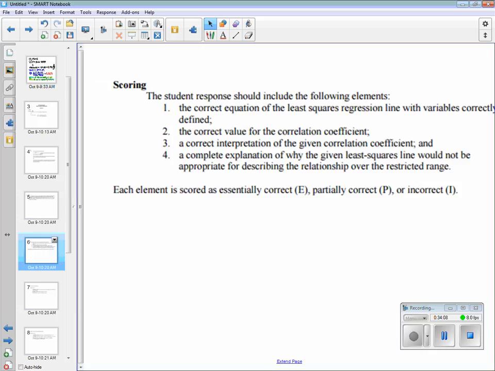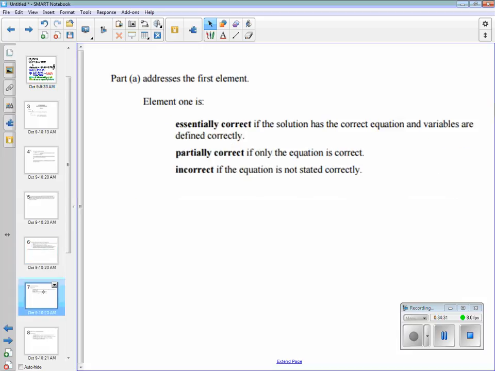They were looking for 4 parts, EPs and Is, a total of 4 points. I think we're missing something here. We should have 4 EPs and Is. I'm not really sure why there's only 3 on your sheet, so we'll figure that out. The correct equation is going to be an EP or an I, the value of the correlation, interpretation of the correlation. So for part B, there should be 2 EPs and Is, okay? Element 1: the correct equation, and the variables are defined. Give yourself an E, P, or I.